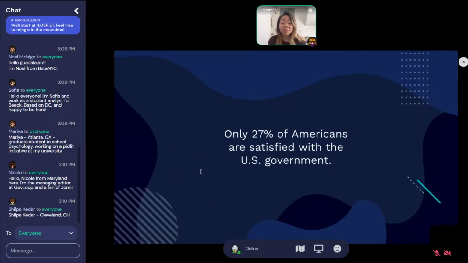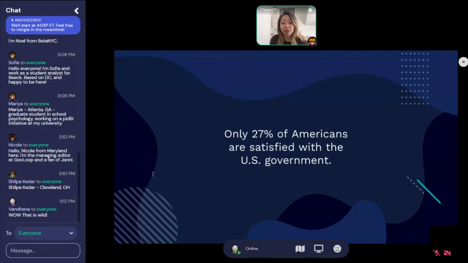Oh, and we can basically only go up from here. A Gallup poll conducted in January found that only 27% of Americans are satisfied with the US government. As more and more people rely on government services, especially right now during the pandemic, we're forced to interact with government systems that are outdated and difficult to use. So how does this make the case for diversity, equity, and inclusion?